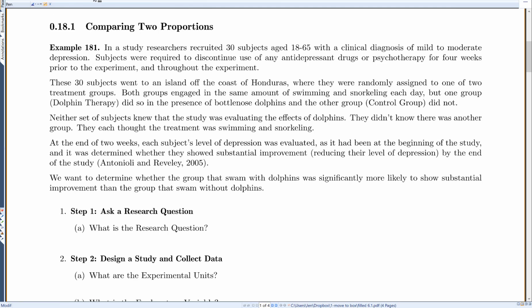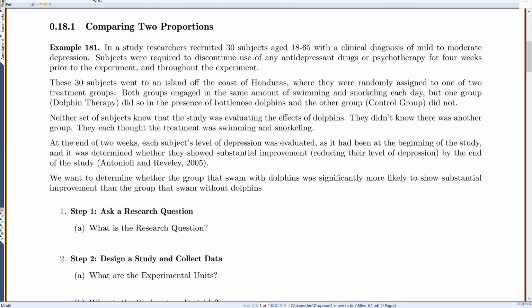So for this example, we have a study where researchers recruited 30 subjects aged 18 to 65 with a clinical diagnosis of mild to moderate depression. Subjects were required to discontinue any use of antidepressant drugs or any kind of therapy for 4 weeks prior to the experiment and throughout the experiment. So these 30 subjects then went to an island off the coast of Honduras where they were randomly assigned to one of two treatment groups.